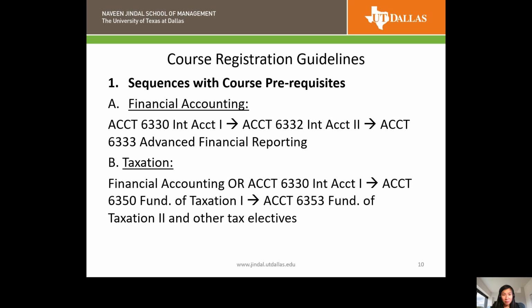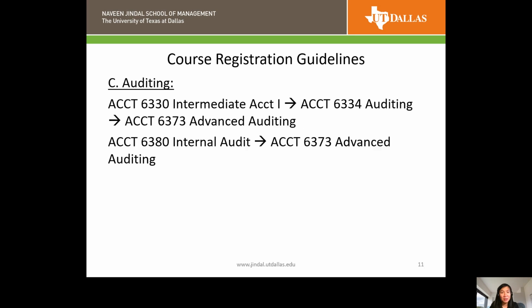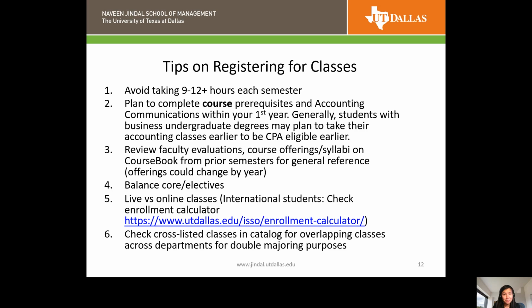Number 1, before you take intermediate 1, then you can take intermediate 2, then advanced financial reporting. For tax, typically a financial accounting principles class is sufficient, or intermediate 1 before you can take tax 1, then tax 2, and then other tax electives. For audit, you'll need intermediate 1 before the main auditing class, which is typically external audit, before you take advanced audit. If you want to go the internal audit route, you'll want to start with internal audit, and then you're eligible to advanced audit afterwards.